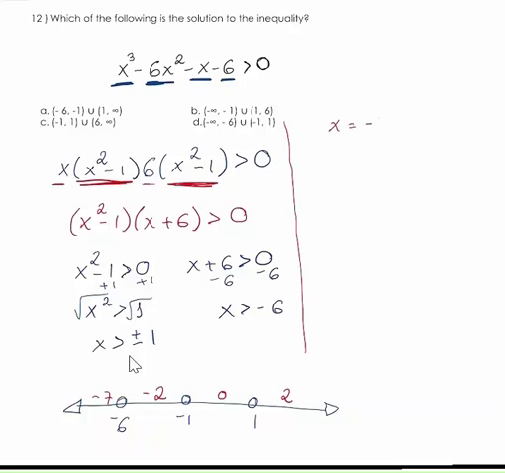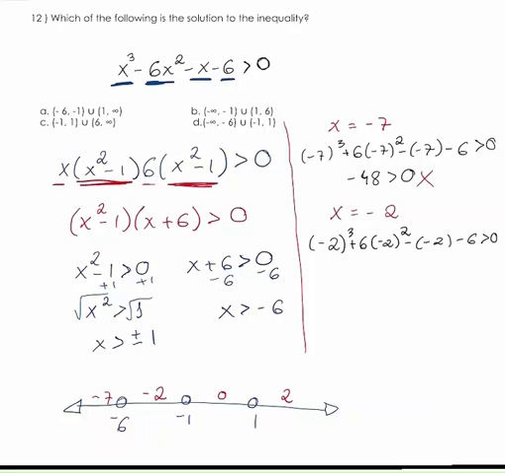Negative 7. Plugging negative 7 back into our inequality, we will see that the result is 48 bigger than 0. That is not a right statement. That means that negative 7 is not one of our solutions. So let's test another point, which is negative 2. With negative 2 plugged into our inequality, we can see that the result is 12 bigger than 0, which is right. That means that the interval of negative 6 to negative 1 is one of our solutions.